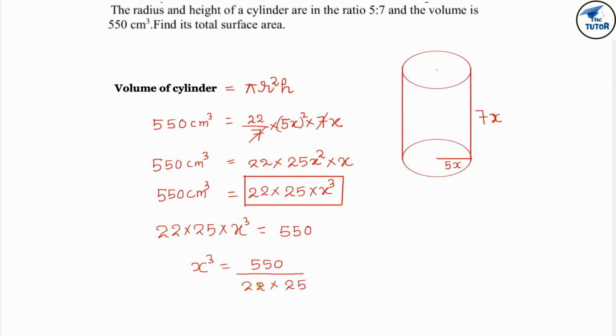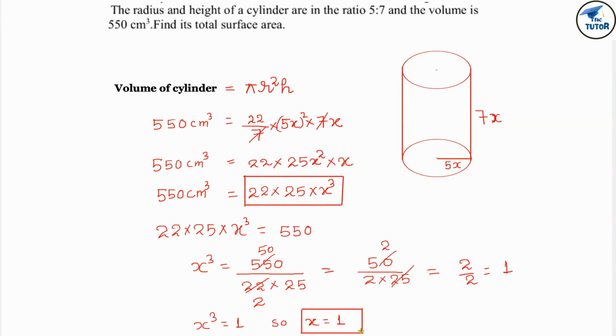11 will cancel 22 in 2 times and 550 in 50 times, right? Now I have 50 over 2 times 25. 25 will cancel 50 in 2 times. 2 over 2 is 1. So x cube is equal to 1. X is equal to 1.